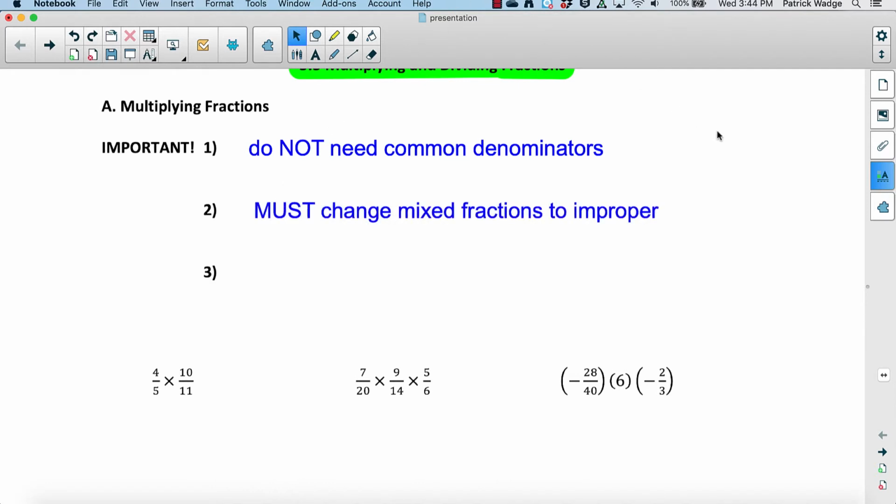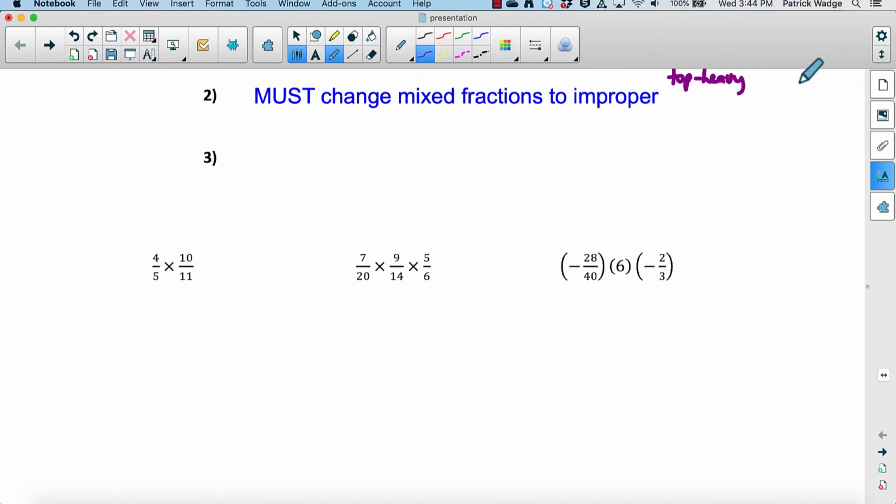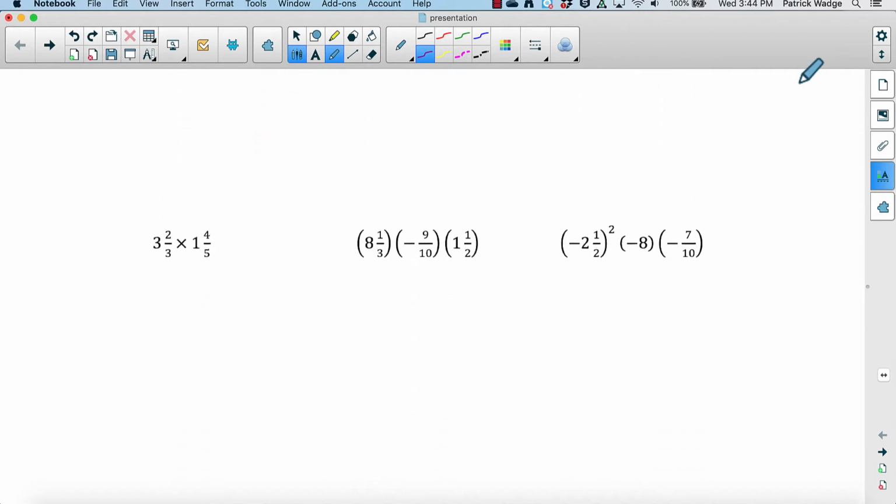Okay, here's something else. You must change mixed fractions to improper. A student once told me that in England or something, they call improper fractions top-heavy fractions, and I kind of like that because there's nothing actually improper about them. It makes them sound like there's something bad about them. I actually really prefer improper fractions than mixed fractions. So these are mixed fractions down here, right? Like 3 2/3, where you have a whole number and a fraction.